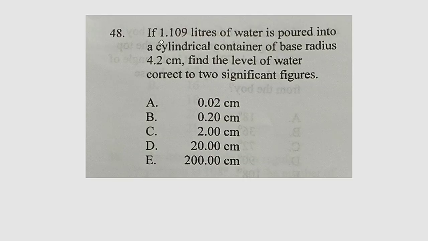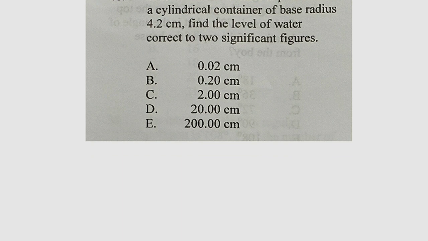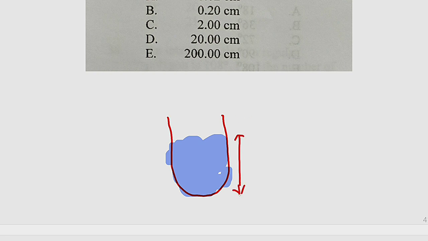Question number 48 reads, if 1.109 liters of water is poured into a cylindrical container of base radius 4.2 cm. Find the level of the water correct to two significant figures. All right. Suppose we have a cylinder right here. And let's assume the water which is poured here is within this level. So we are looking for the height of that water level.